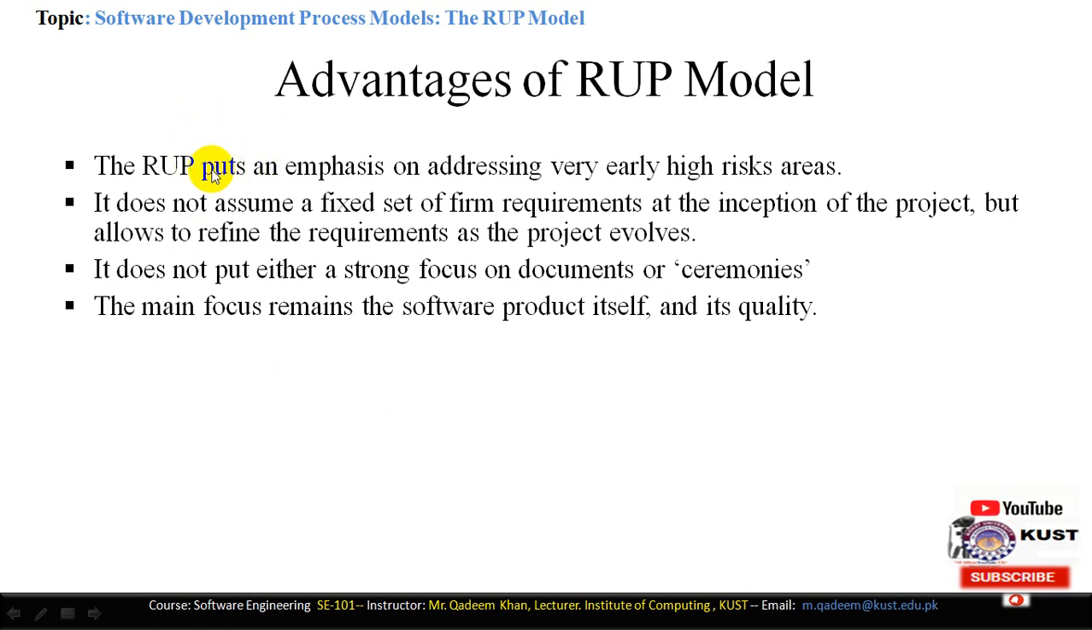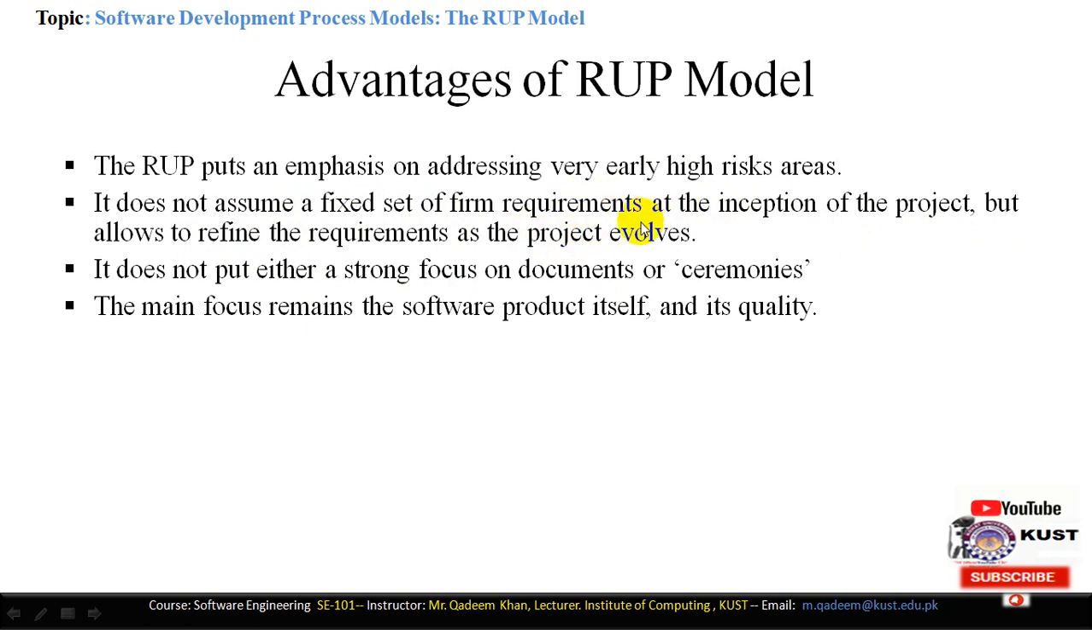Advantages of the RUP model. The RUP model puts emphasis on addressing very high-risk areas like the spiral model. The Rational Unified Process model also uses risk analysis. It does not assume a fixed set of firm requirements at the inception of the project, but it allows you to refine the requirements as the project evolves.